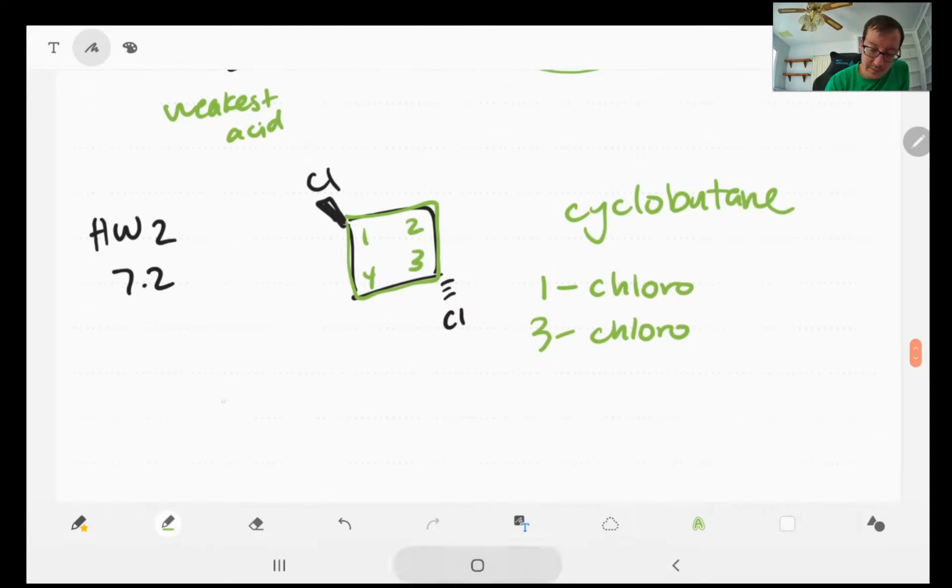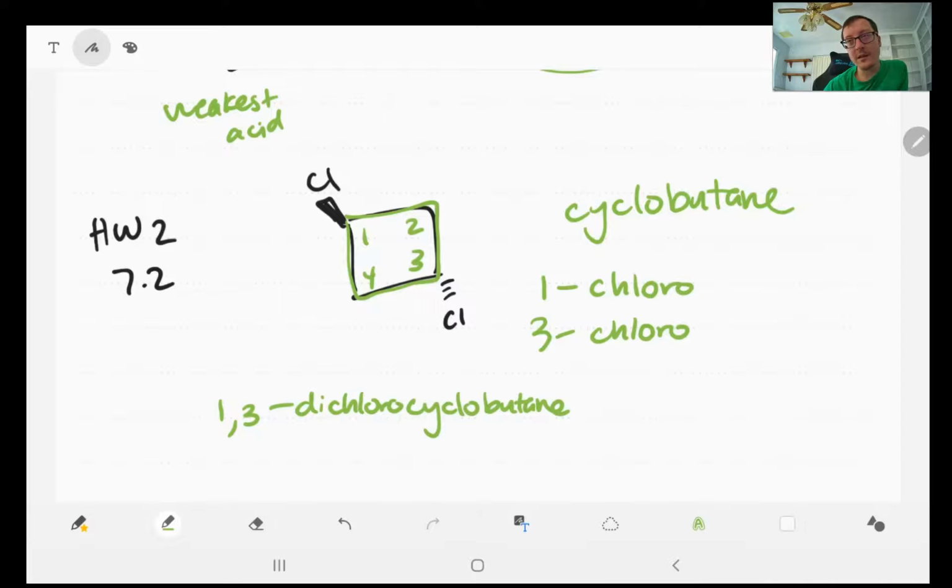So if we want to put these together, we'll say 1,3-dichlorocyclobutane. And if we really wanted to be extra informative, we would say that this is trans-1,3-dichlorocyclobutane, indicating that those chlorines are on opposite sides of each other. However, this is not an IUPAC way. We don't say trans for this. We have a different way to talk about what this means, that we'll learn in the next chapter.